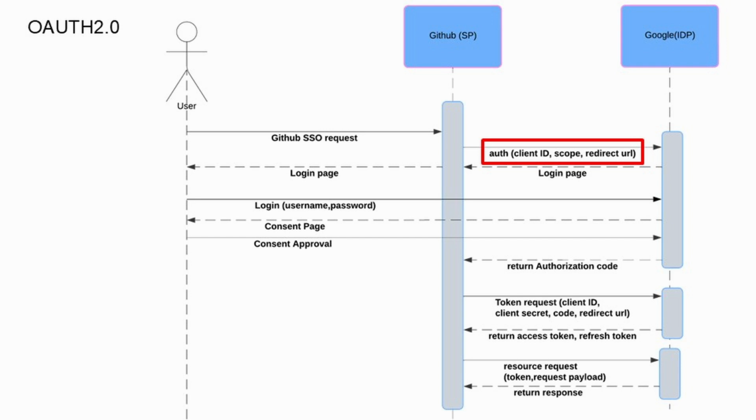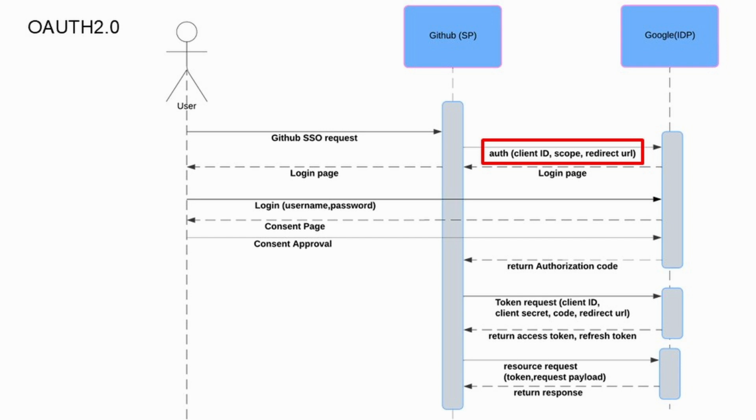So how does it identify? It identifies through the client ID. So it's like a username or a unique ID, you can say. Then scope. Scope includes what permissions GitHub is asking Google to give them. So if GitHub is asking, I want the user's email, I want the user's profile, I want this particular permission, those details are included in the scope.